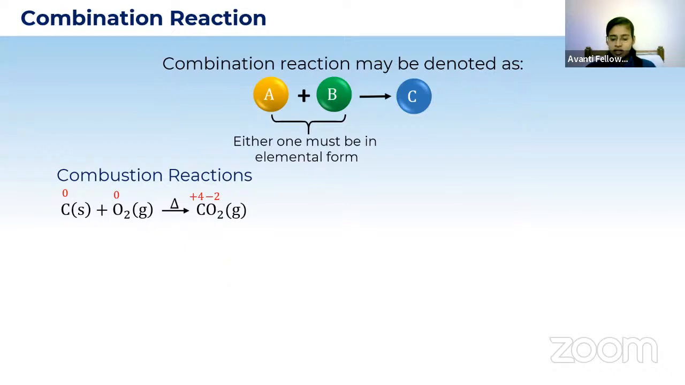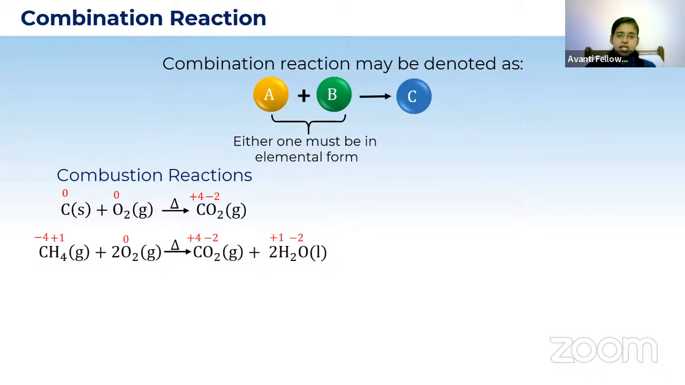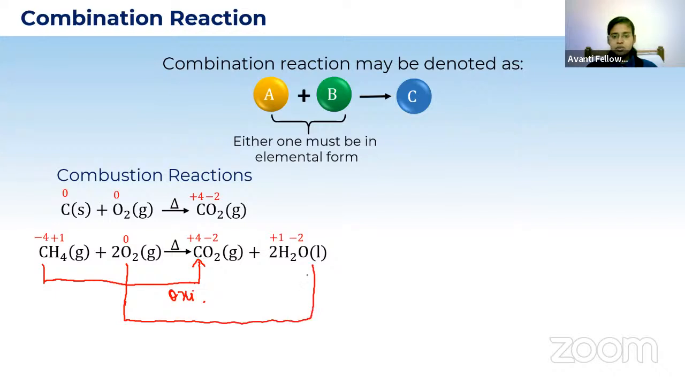Next, coming to one more example, combustion of methane. CH4 is called methane. The oxidation state is given for all the elements. If you look at the oxidation state of carbon, it is moving from -4 to +4, which means it is oxidation. And the oxygen is moving from 0 to -2 in both cases, so it is reduction. So it is an example of a redox reaction.